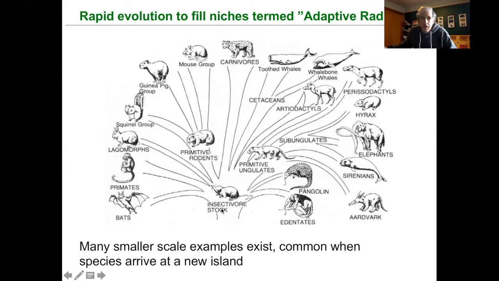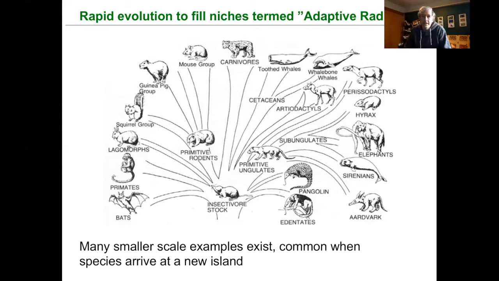So here's how it looks in the mammals. We started off with our insectivore stock, our little tiny shrew. The moment the dinosaurs were lost, it radiated out into all these different types. So what this means is we start off with one species and it radiates out to loads.